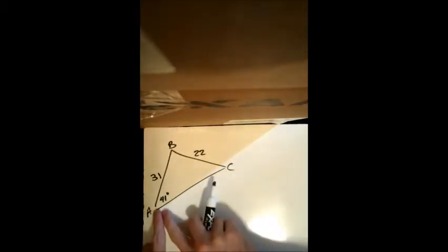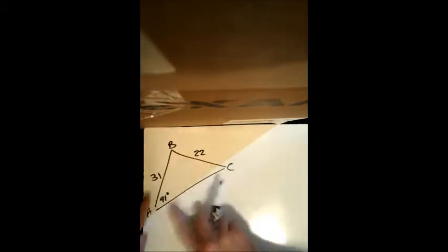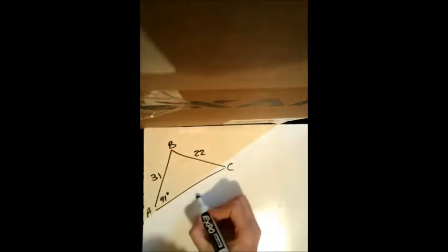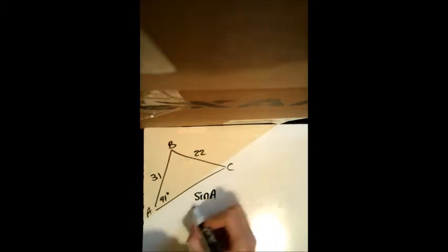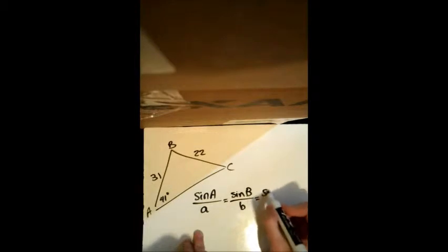So you might want to know, how did I know that? Well, I know angle A, and I know the side opposite that. Anytime you have a pair, like you know both angle A and side A, that's a big clue to use the law of sines. So we know that the sine of angle A over side A is equal to the sine of angle B over side B is equal to the sine of angle C over side C. So that's what the law of sines says.